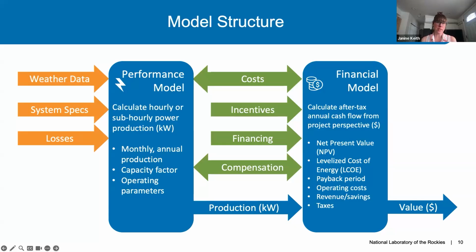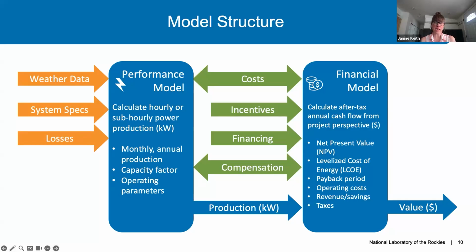And then lastly, your compensation structure, which for larger scale systems might be selling power directly to a utility through a power purchase agreement or participating in energy markets. Or for smaller systems on a commercial building or someone's home, that would be offsetting electricity that you would otherwise be purchasing from the grid.